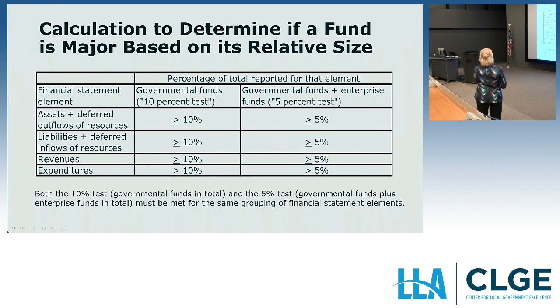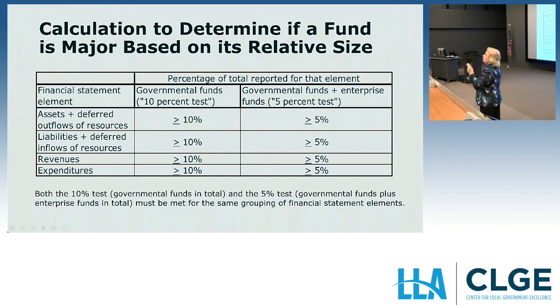You have your assets plus deferred outflows. You have your liabilities plus deferred inflows. Two big numbers on your balance sheet. And then you have your revenues and expenditures. So first, your 10% rule: is the fund in those elements greater than or equal to 10% of the total in all your governmental funds? Remember, only governmental funds and enterprise funds can be major funds. That's why we're doing it this way. So first off, is it 10% or more of your major?